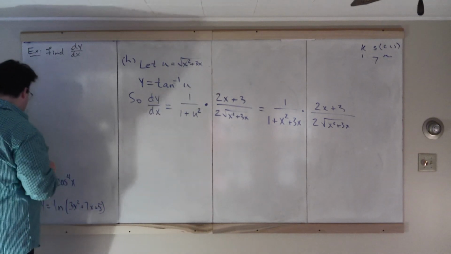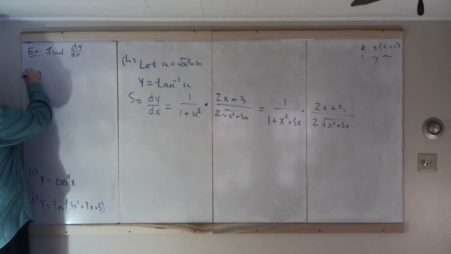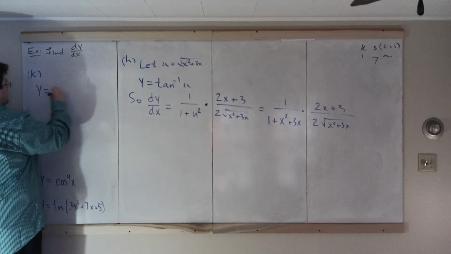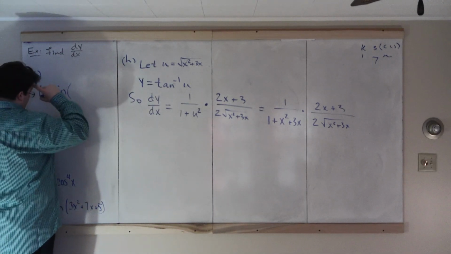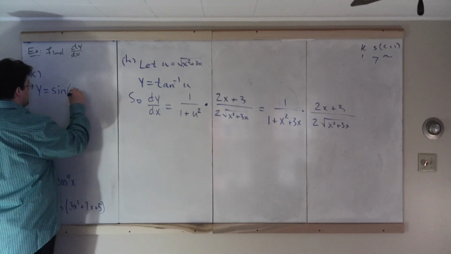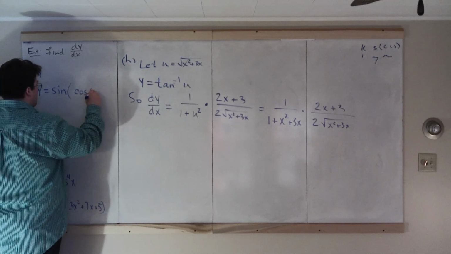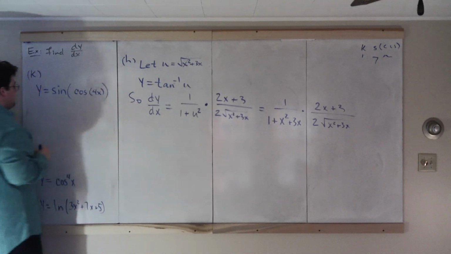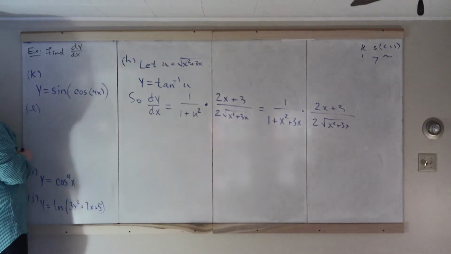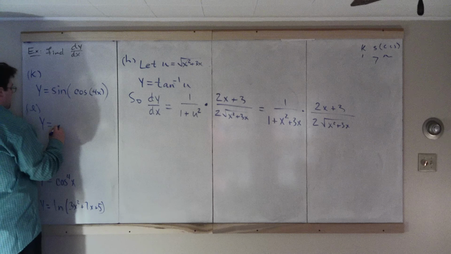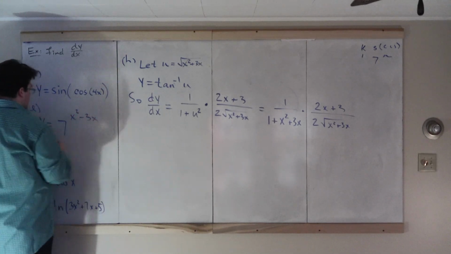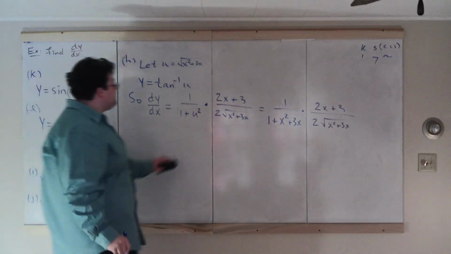So I, j, k, I'll put up here. What do I want for k? Let's just do sine and cosine. Sine of cosine of 4x. And L: y equals 7 to the x squared minus 3x. Okay.